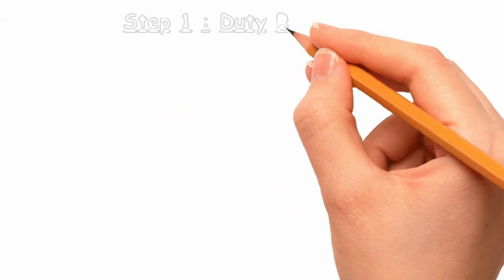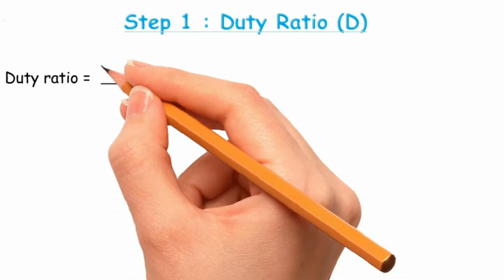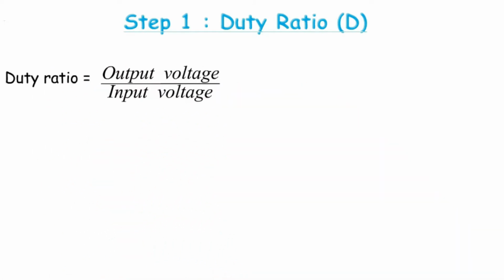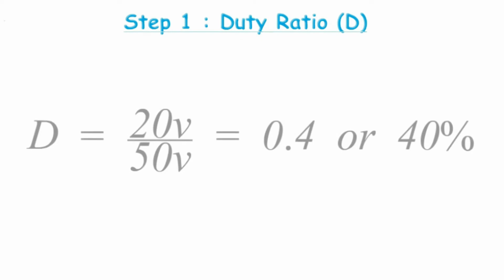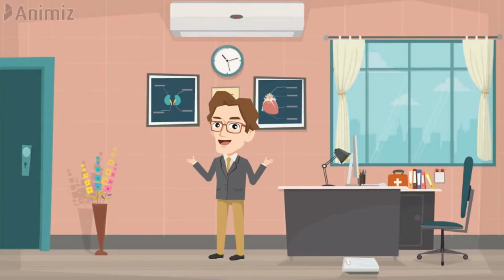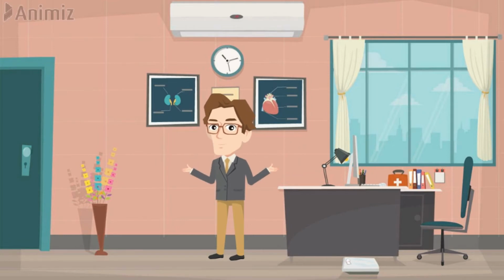Step 1. Duty ratio, D. For buck converter, duty ratio is the ratio of output voltage to the input voltage. Substituting the values we decided in this equation, we get a duty ratio of 0.4, or 40%. For people who are wondering how I got these equations, I will leave a link in the description as to how these equations were derived.